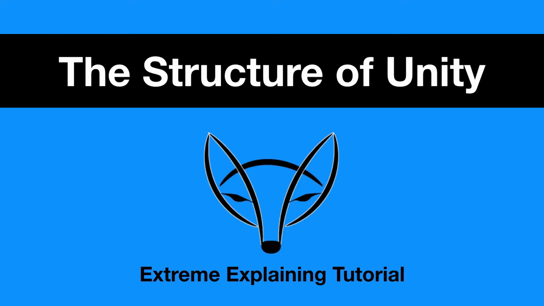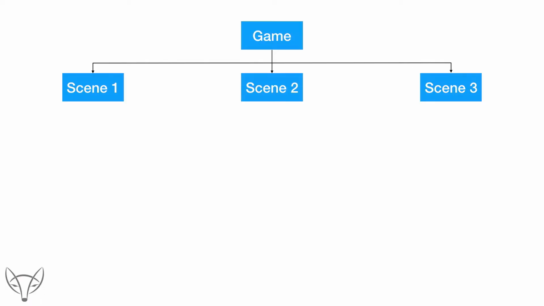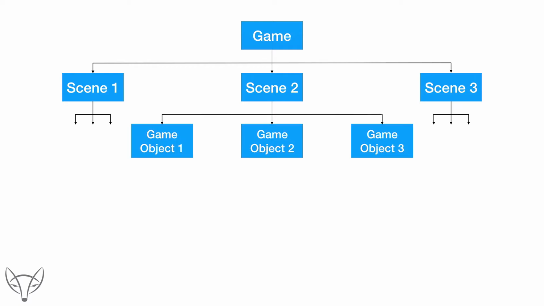Welcome to the structure of Unity. In order to make games, you have to understand the main parts of Unity, the logic behind them, and how they work together. This is an extreme explaining tutorial. A game consists of one or more scenes. Each scene contains a number of game objects.